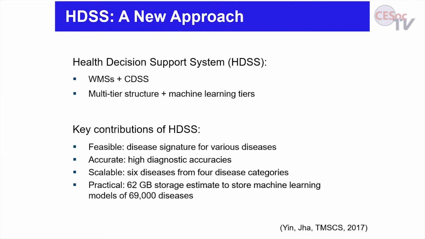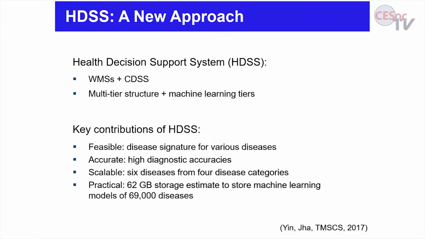My grad student tells me that there are something like 69,280 diseases. And if you open up a medicine book, you'll find 20 different chapters. Those are the 20 different disease categories over which these 69,000 diseases are spread. And if magically we had data sets available for all of these diseases, then we estimate that you will only need about 62 gigabytes of storage to store all the machine learning models. So this is well within the realm of technology that exists today.